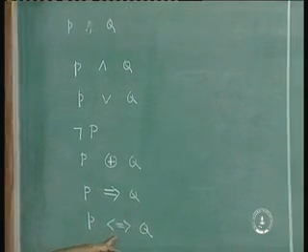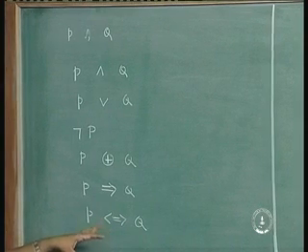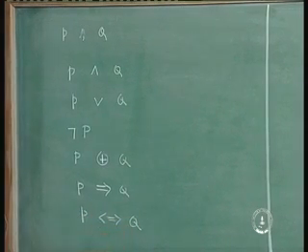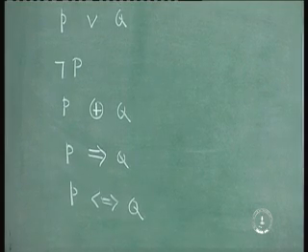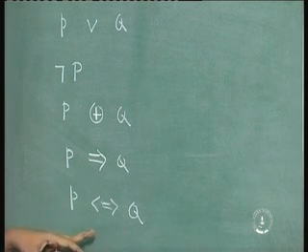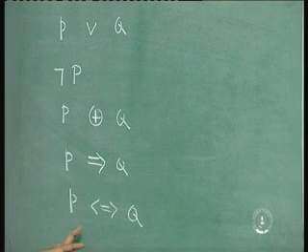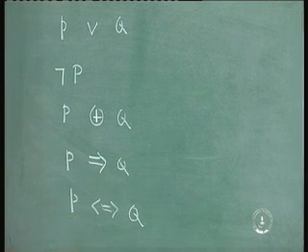P is equivalent to Q. This is true if P and Q both take the same value. That is, if P is false and Q is false, this will take the value 1. If P is true and Q is true also, this will take the value true. But if one of them is true and the other is false, this will take the value false or 0.